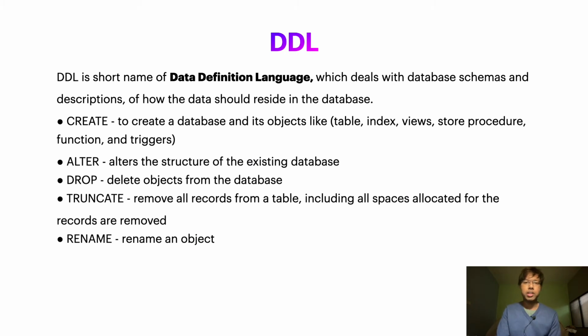Well, DDL stands for Data Definition Language, which primarily deals with the definition part of the database, that is, what kind of data it should hold and how it should be. There are some primary keywords for this DDL, and those are create, which is used to create the database. Next is alter, which is used to alter the existing record, and drop is used to delete all the objects. Truncate is used to remove all the records. Note here that it does not delete the table, it only removes the records. And then rename, which is used to rename the object.